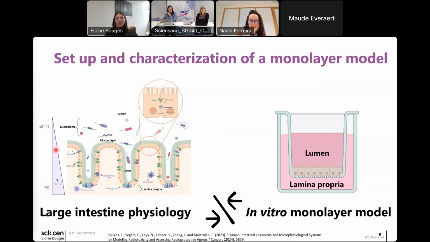So you have the epithelium that is here, separating the lumen, where you have the presence of your gut microbiota, and the lamina propria. There is also presence of an oxygen gradient that is here. And in the case of our monolayer model, the idea is to represent the separation between the lumen and the lamina propria with our monolayer that plays a role of a barrier, so the role of an epithelium.